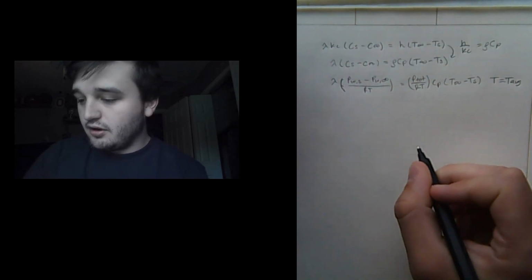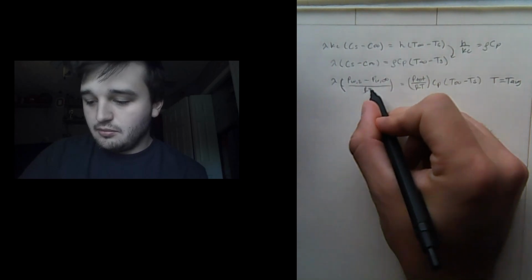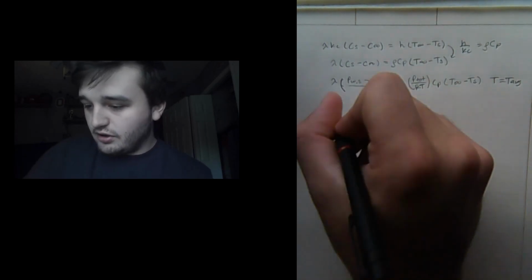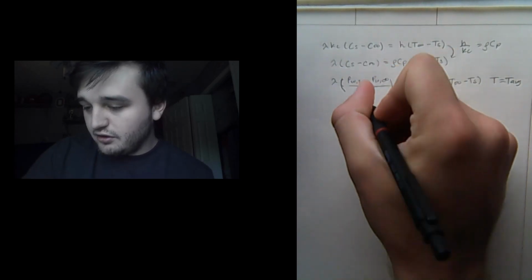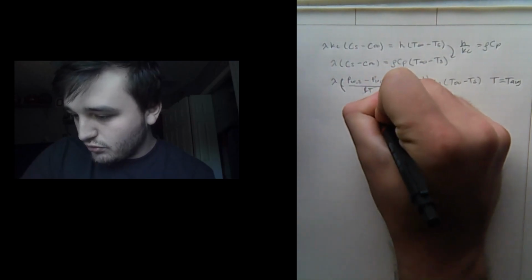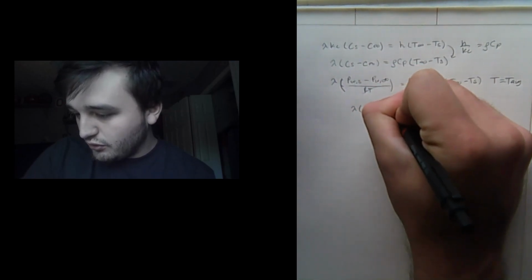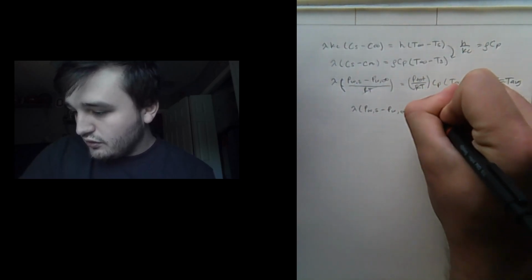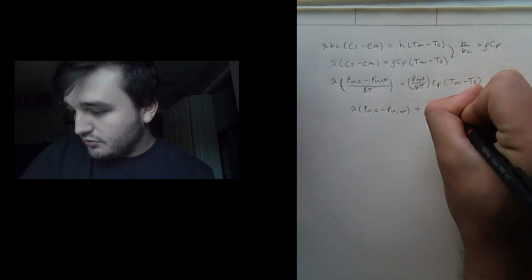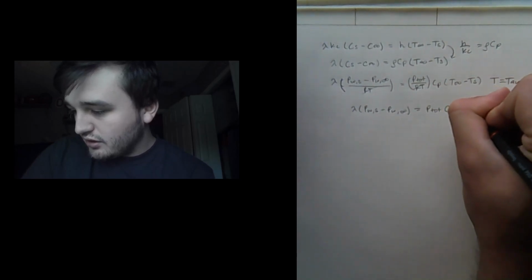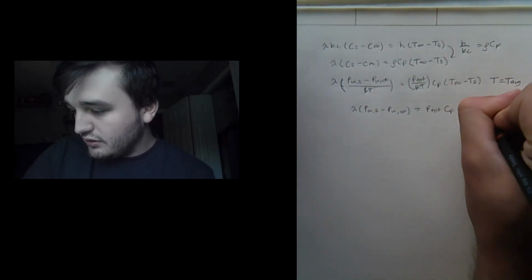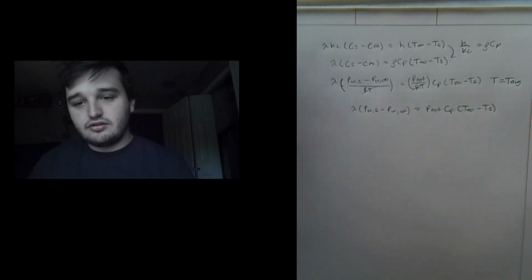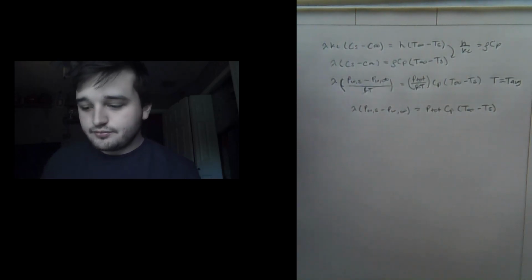So moving on, we can see that the RTs will cancel out in these equations, and you're left with the heat of vaporization times the partial pressure of water at the surface minus the partial pressure of the water in the air is equal to the total pressure times the heat capacity times that difference in temperature between the surroundings, or the air, and the surface.